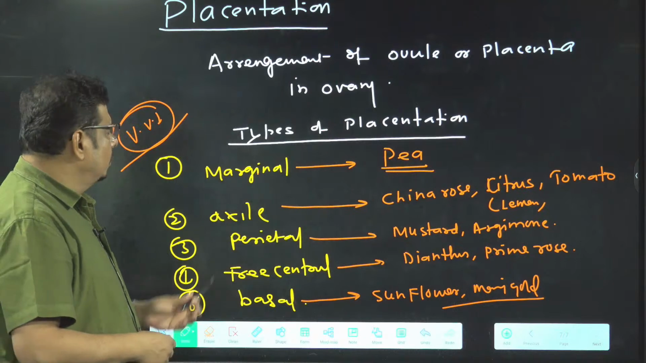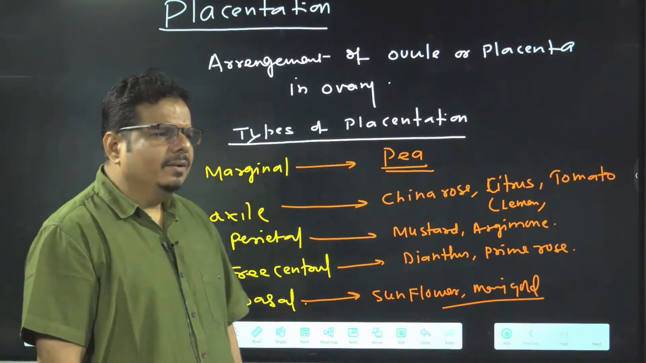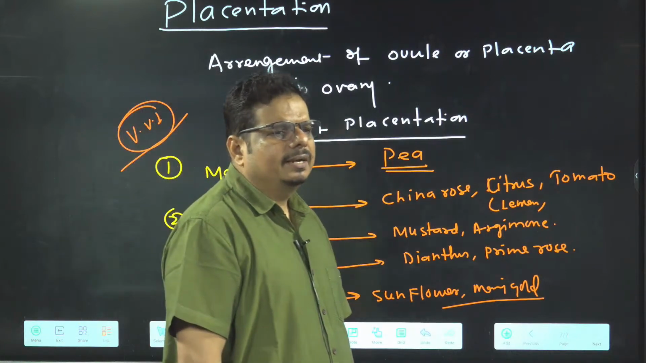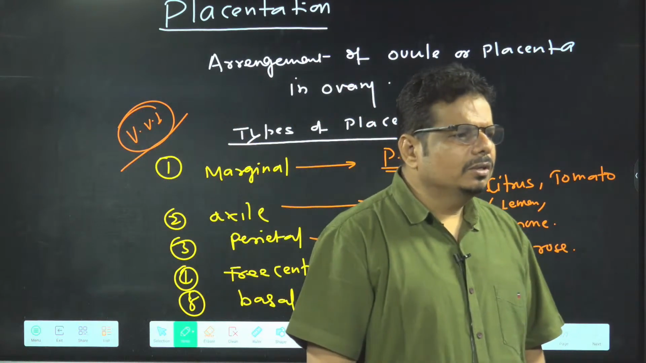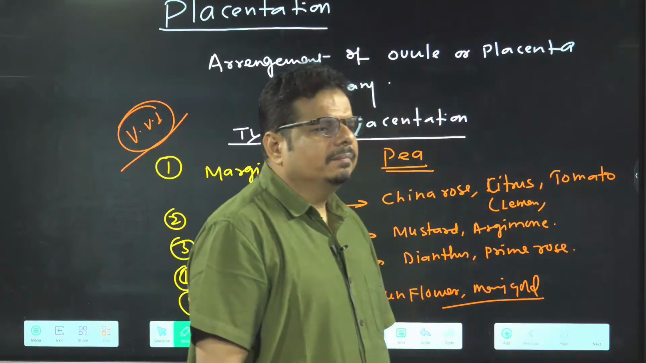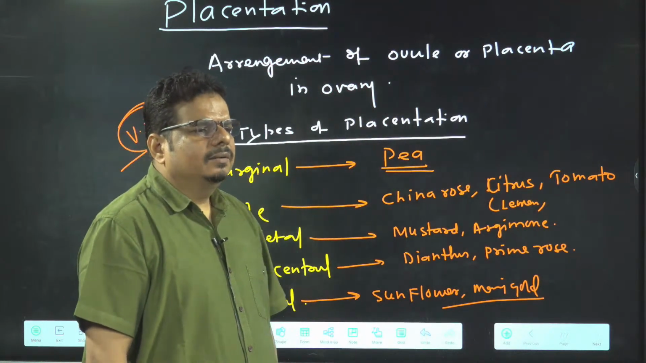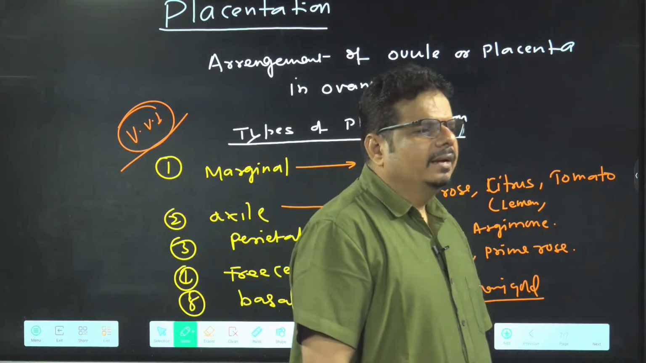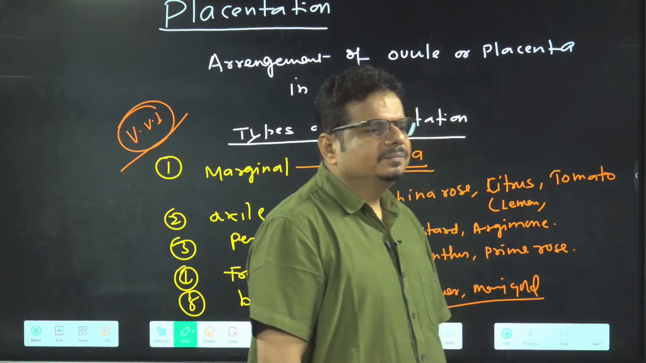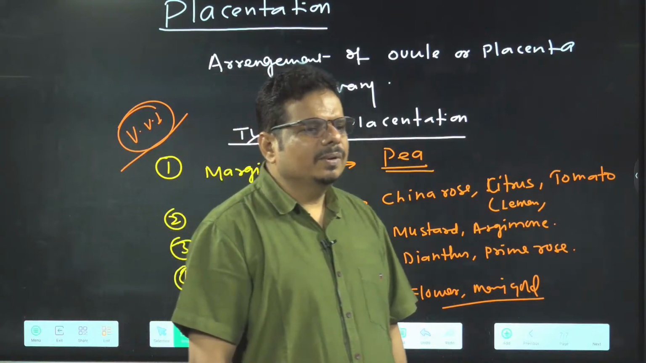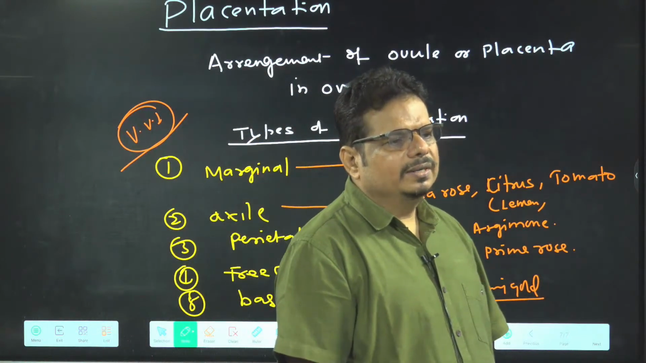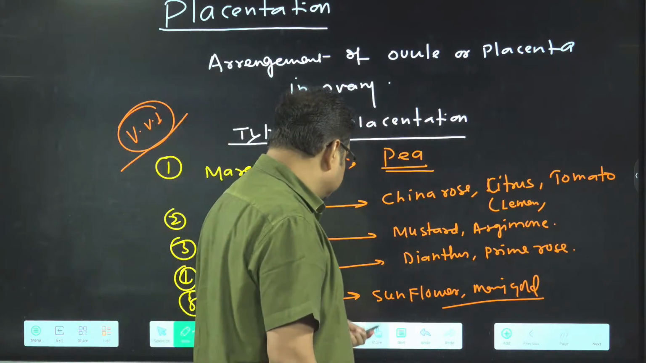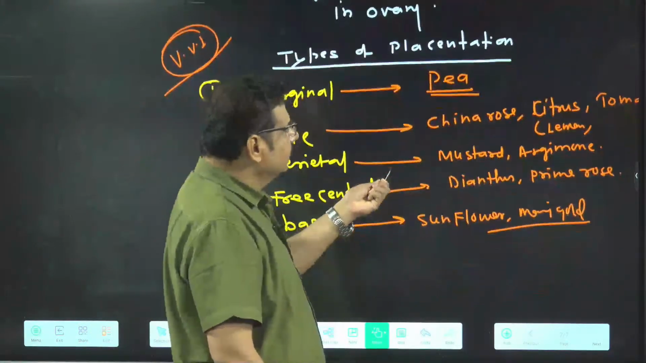Okay. So marginal, pea; once again I am saying, axile, China rose, citrus and tomato. Parietal is which one? Mustard and argemone. Free central is which one? Dianthus and primrose. And basal is which one? Sunflower and marigold. Got the idea? Now I am giving you some tricks.